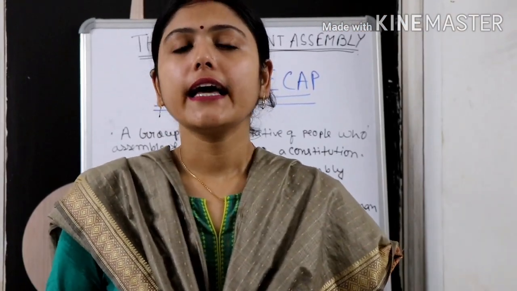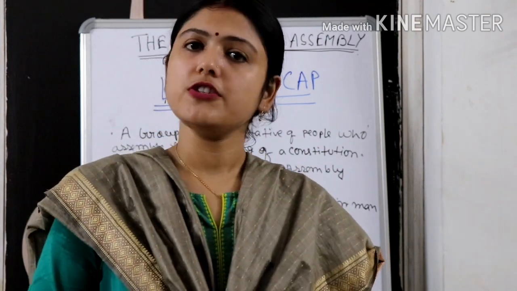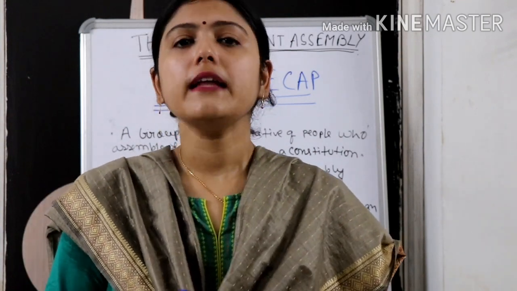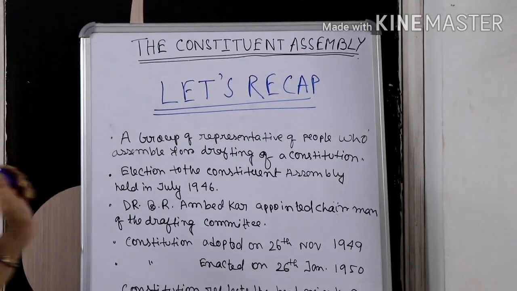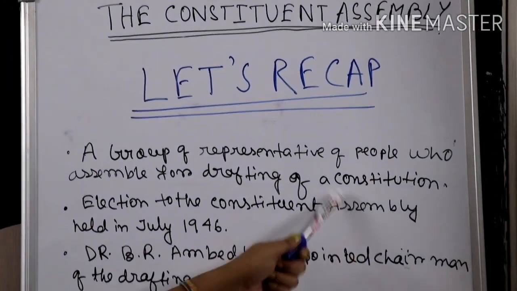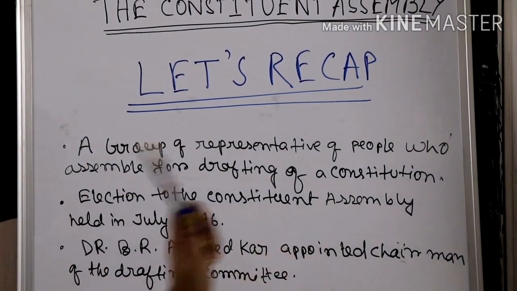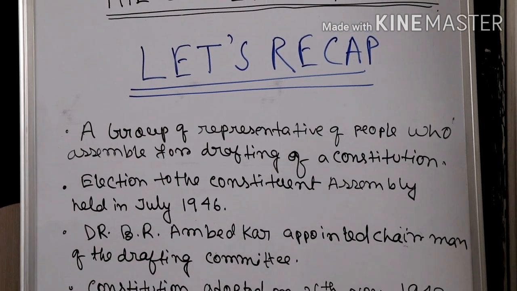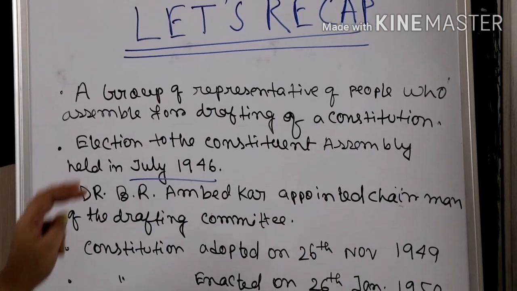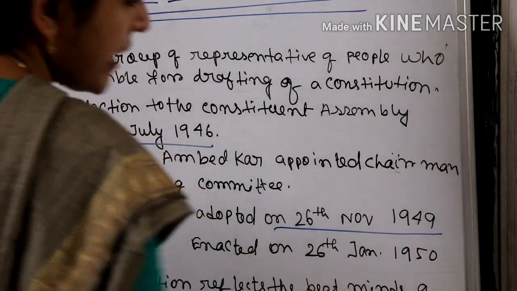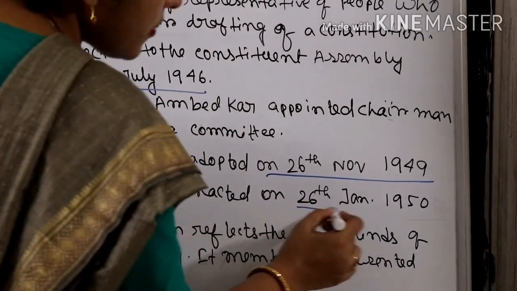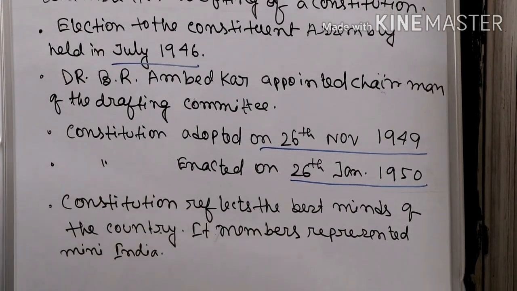So, dear students, I have already discussed the Constituent Assembly's definition, how it works, its structure, whether it was successful or not, what the need for it was, etc. So let's have a quick recap. The definition of the Constituent Assembly: a group of representatives of the people who assemble for drafting a constitution. The election to the Constituent Assembly was held in July 1946. Dr. B.R. Ambedkar was appointed the chairman of the drafting committee. The constitution was adopted on 26th of November 1949. It was enacted on 26th of January 1950, the day that we celebrate as Republic Day.